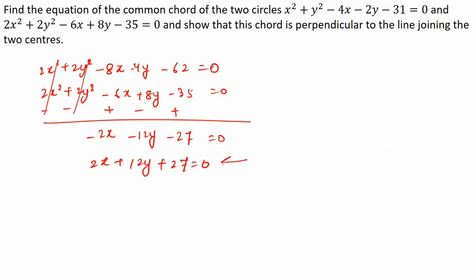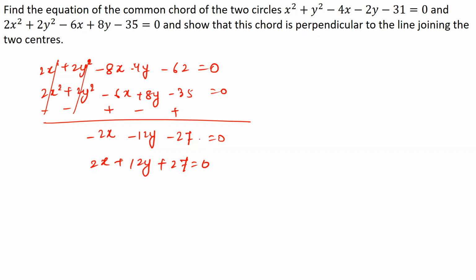Now this is a linear equation and it satisfies both the equations as well, because it is derived from those two equations. So it must satisfy both of the equations, and therefore it is the equation of the common chord of both of the circles.